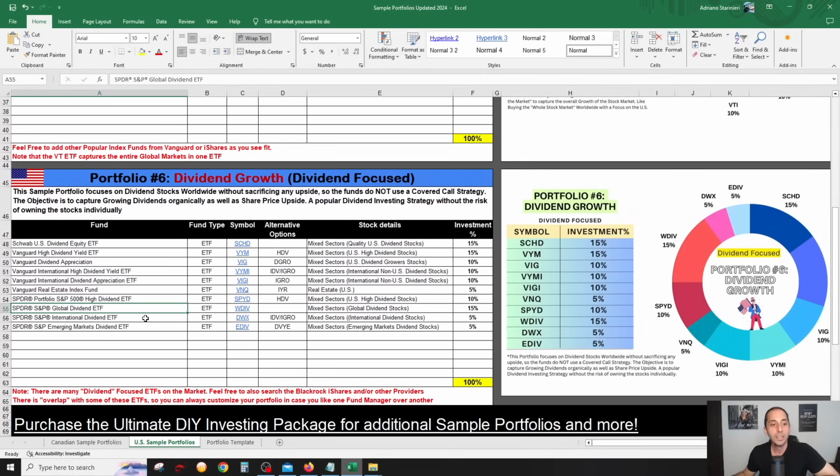International dividend ETF and emerging markets dividend ETF. So really to give you the best dividend stocks all around the world using different ETFs, a couple of different providers. Again, you don't need all of these, right? You could lower the percentage and put more in what you like. It's just, again, another starter sample portfolio to really give you an idea or show you what are some of the best dividend stocks out there.